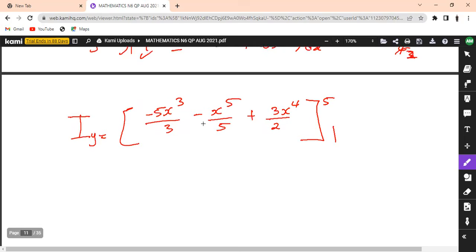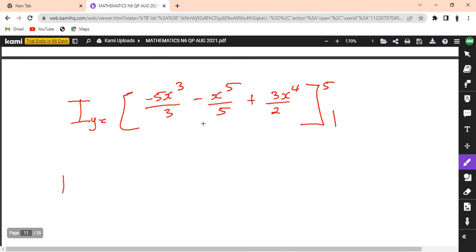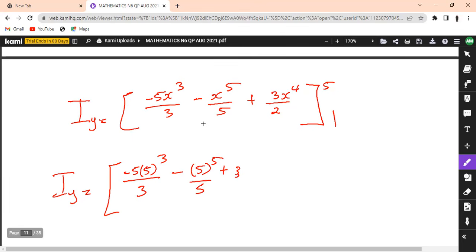Now substitute your values, the upper value minus the lower value. Our upper value is 5. So it is going to be minus 5 times 5 to the exponent of 3 over 3, minus 5 to the exponent of 5 over 5, plus 3 times 5 to the exponent of 4 over 2. Just like what I said, you can actually reduce it the way that you want, or you can leave it like that.